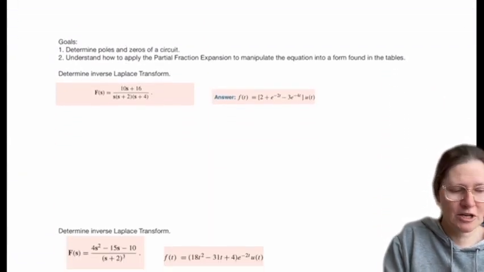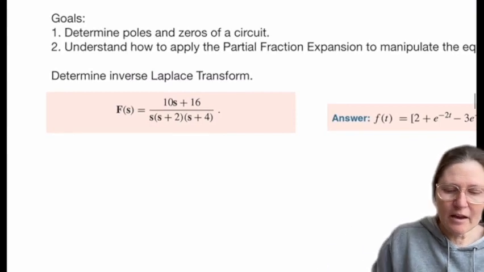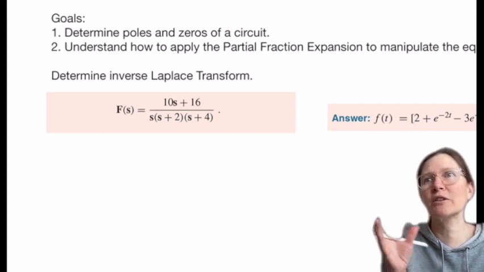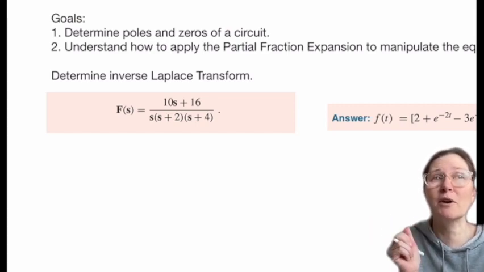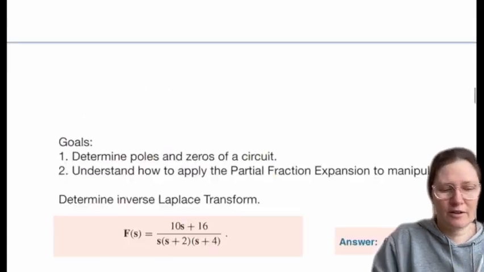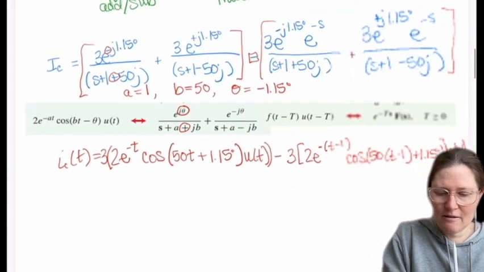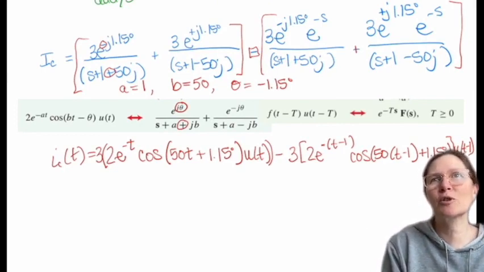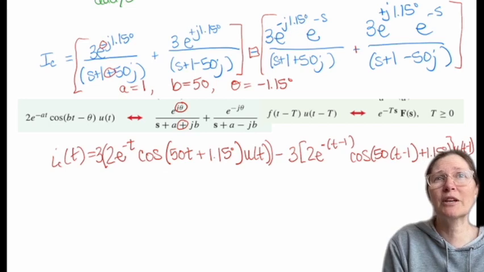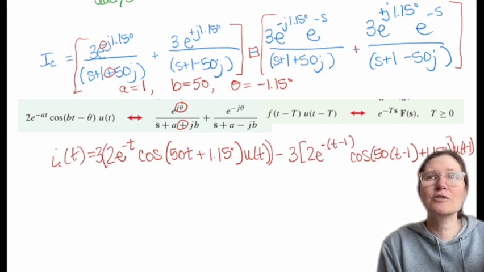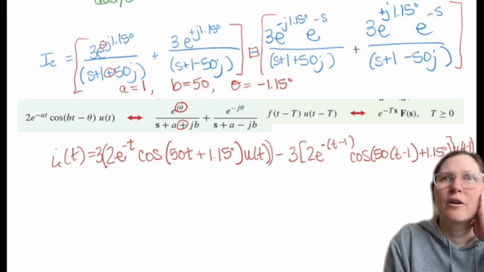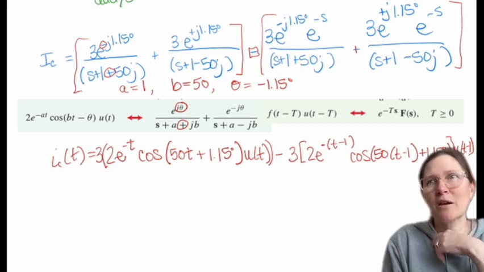All right, so the goal today is to understand this partial fraction expansion, to manipulate the equation so that you can match it up with a form on the table. I'll hang out here for a minute. So the goal is to be able to manipulate these equations in the S domain so that you can then match them up to something on the tables. Otherwise, it gets to be a little bit more complicated to transform them back into the time domain.